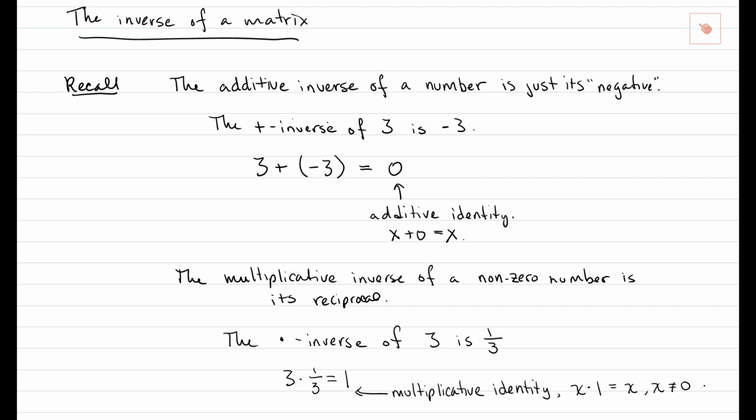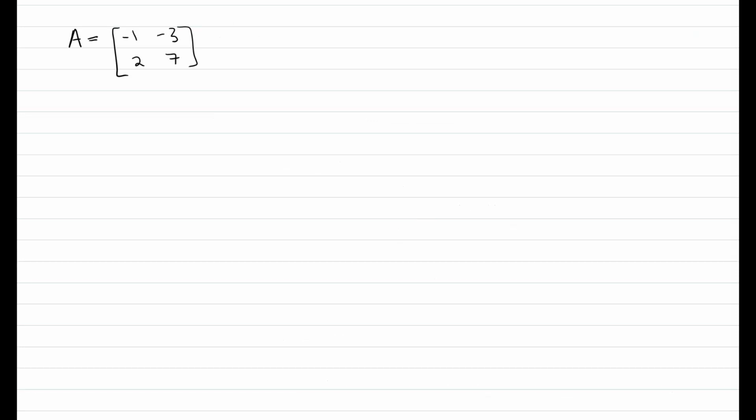So matrices also have additive and multiplicative inverses. So let's see some examples of those. So here's a matrix A, a 2x2 matrix, and I want to show you what the additive inverse and the multiplicative inverse of this matrix is, just so we can compare this to what we already know about the additive and multiplicative inverses of numbers. The additive inverse of a matrix, just like the additive inverse of a number, is just its negative. And the negative of a matrix is just the scalar -1 times the matrix, which means it's just the matrix that has as entries -1 times all the entries in the original matrix.